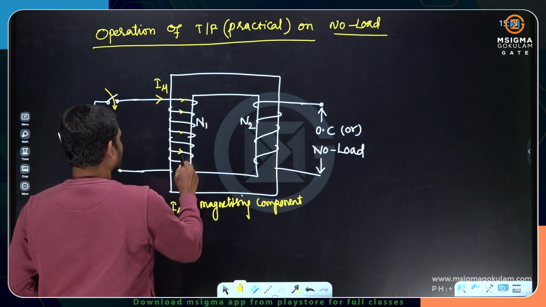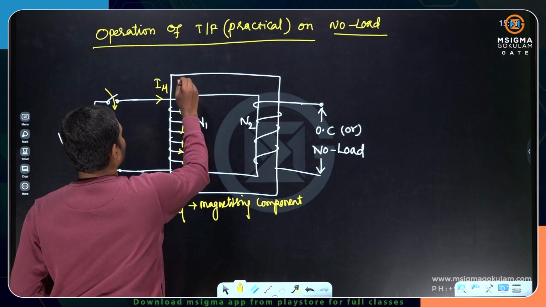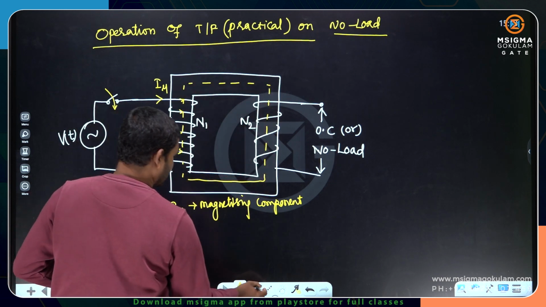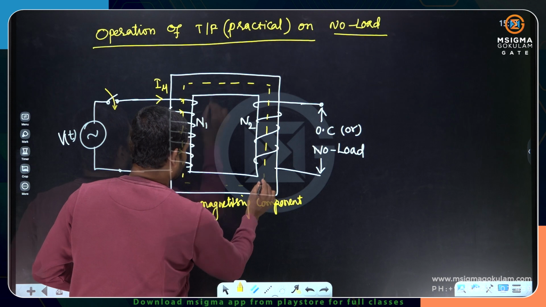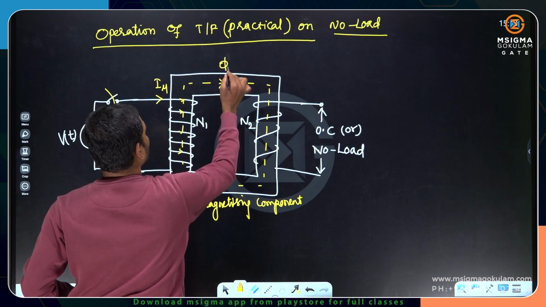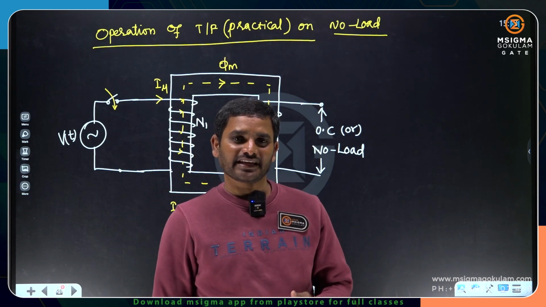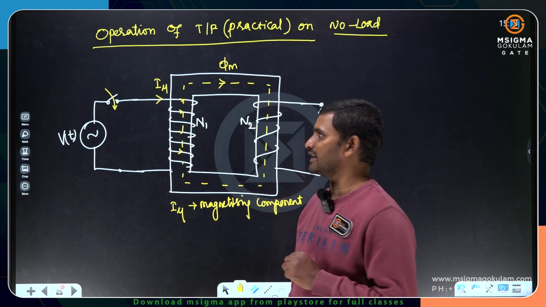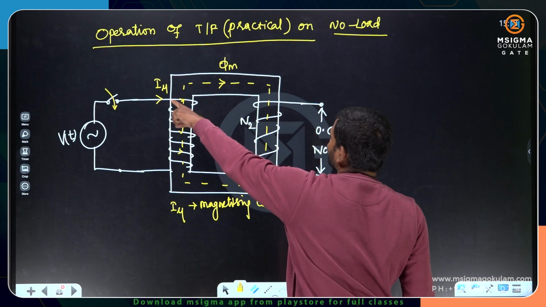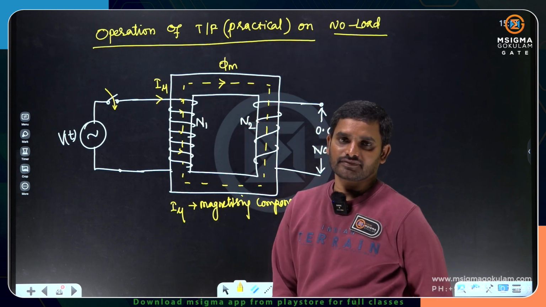Let me draw the flux lines direction here. I am calling this the mutual flux. I am not indicating any leakage flux. You can assume some leakage flux also, but for simplicity I am not indicating it. So the magnetizing component of current is creating the mutual flux.